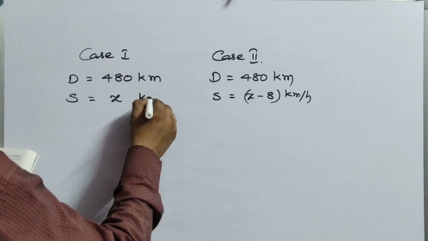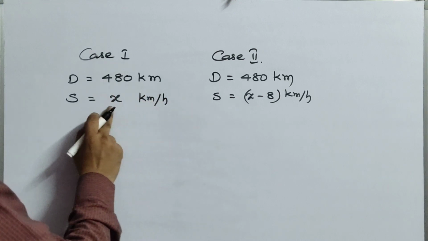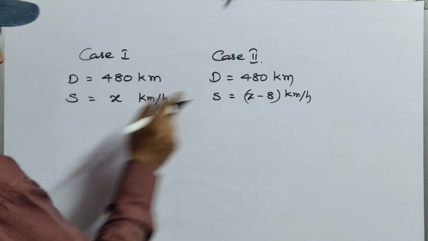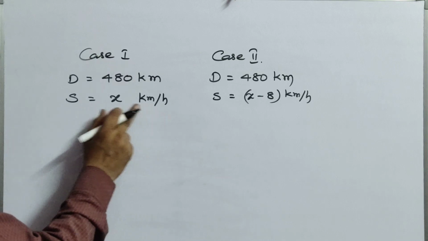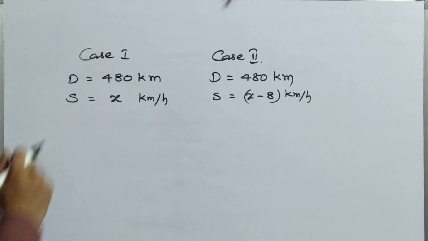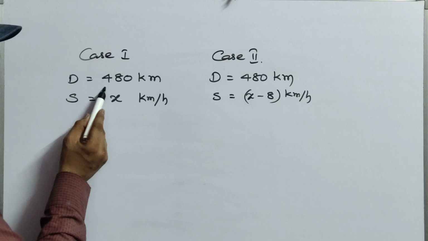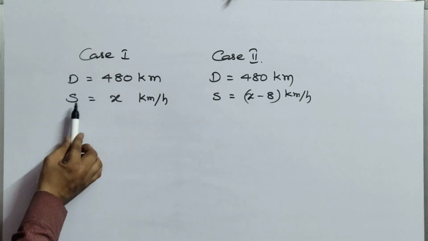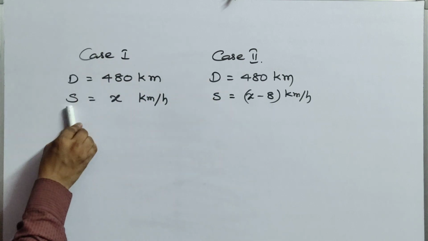Here 8 kilometers per hour. Here x minus 8 kilometers per hour. Here speed is x kilometers per hour. Distance is 480. This speed we don't know, so we take it as x.